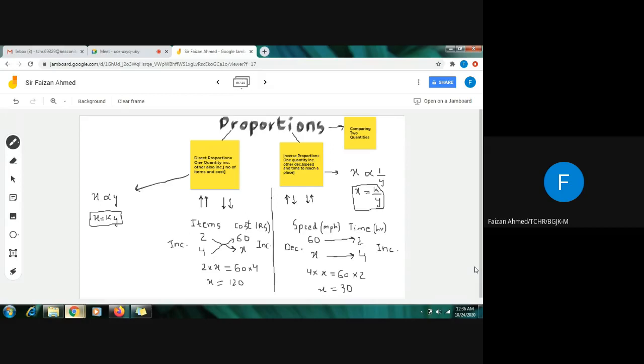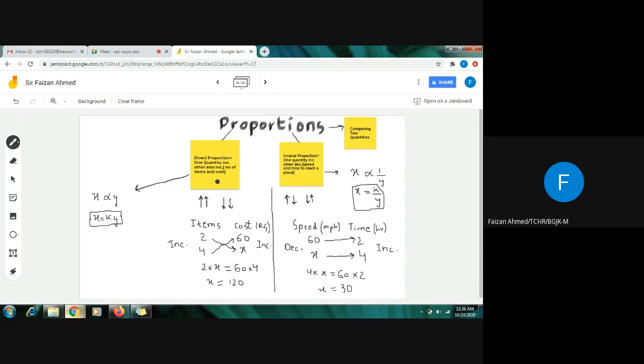So basically proportions, when we are comparing two quantities, we use proportions, and we will be discussing two types of proportions, the direct proportion and the inverse proportion. Basically direct proportion is a proportion in which if we increase one quantity, the other one also increases. The examples for direct proportions can be number of items and cost. If I increase the number of items, the cost of the items will automatically get increased. And if I reduce the number of items, the cost will also be reduced.